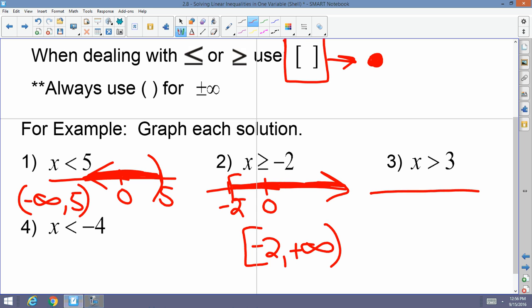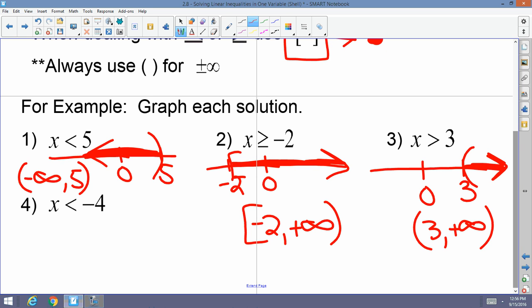X is greater than 3, my reference point of 0, here's my 3. It's greater than, so I'm using a parentheses, and it's greater than 3, so I'm going to the right forever. In interval notation, this would be 3 comma positive infinity.